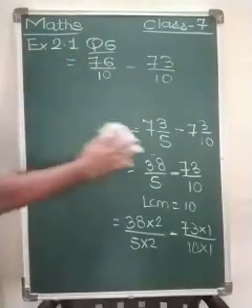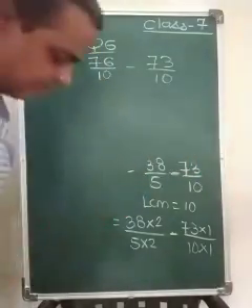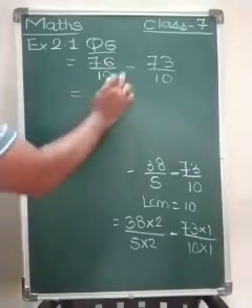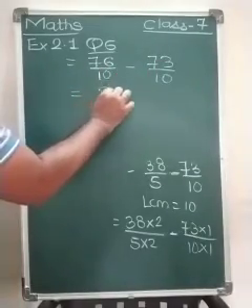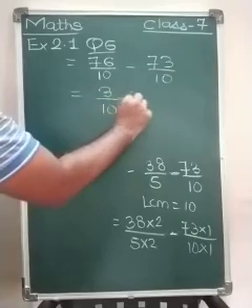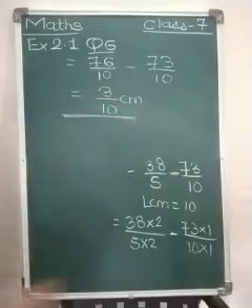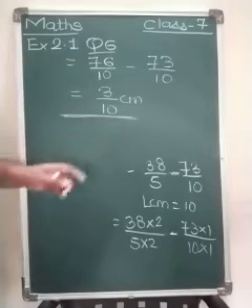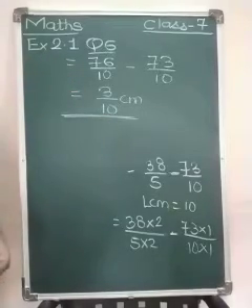So the width of the picture to be trimmed equals, both the denominators are the same, 76 minus 73, 3 upon 10 centimeters. So this much the picture should be trimmed. Now 3 upon 10 is a proper fraction, so we leave our answer here.